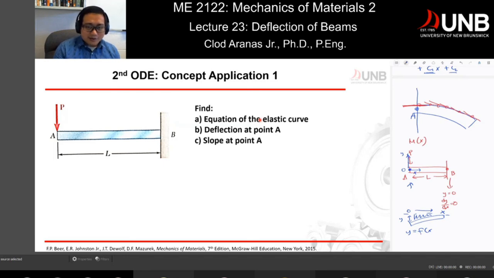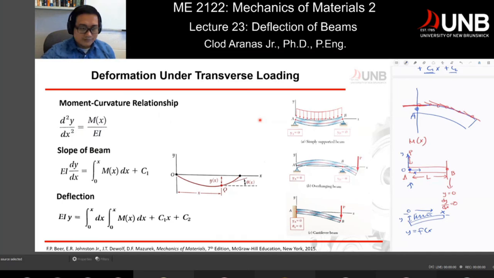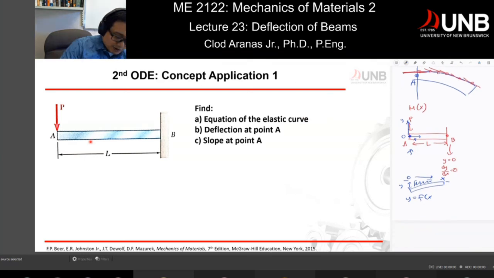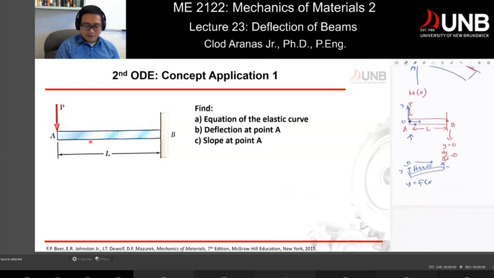So find the equation of the elastic curve. And how can we determine that equation? If we go back to this slide right here, that's the y that we are looking for. Now, how can we arrive at this equation? We have to start with the second order differential equation. So first, we have to get the equation that relates the moment in terms of x, and we can do it right here. So how can we do it?